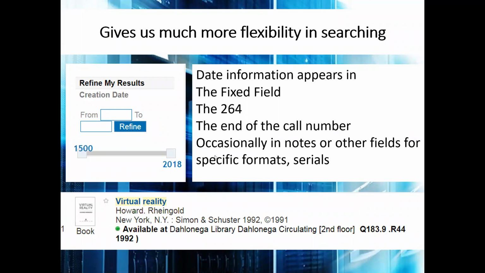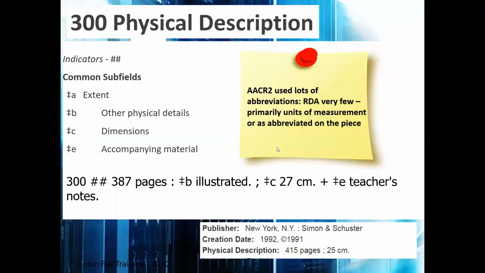So that's one of the things you might take a look at, how those dates appear, especially for some of your media, because that may be interesting. AACR2 used lots and lots of abbreviations. RDA only uses abbreviations in units of measurement, or if it appears abbreviated in a transcription field. So we now spell things out. Again, there's our unit of measurement that's truncated. Everything else is not.